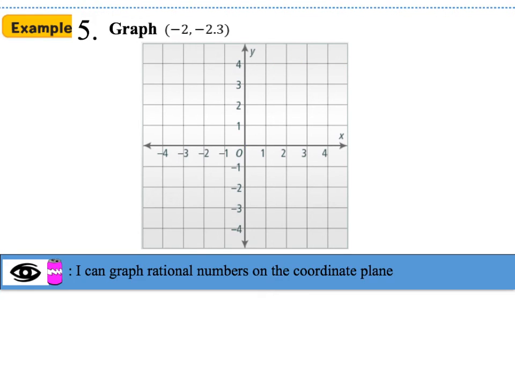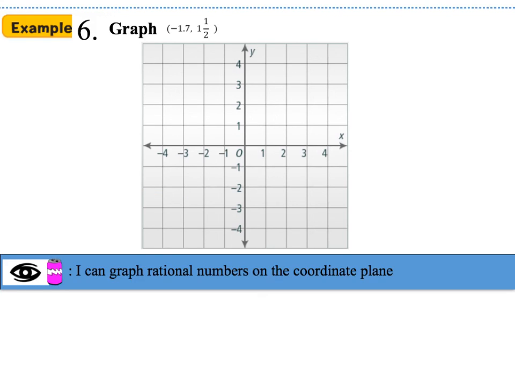For example 2, they're asking us to graph negative 2, negative 2.3. So let's go ahead and use the x, y format again. Let's start off at our origin, which is 0, 0. We're going to start off on our x-axis, and we're going to move over negative 2. So here's negative 1. Here's negative 2. Now we have to go down negative 2.3. So I'm going to go down negative 1, negative 2. Now negative 2.3 would not go all the way to negative 3. It would probably end up right here. So this is the graph of negative 2, negative 2.3, and the point is in quadrant 3.